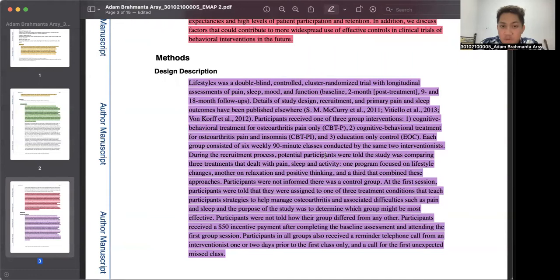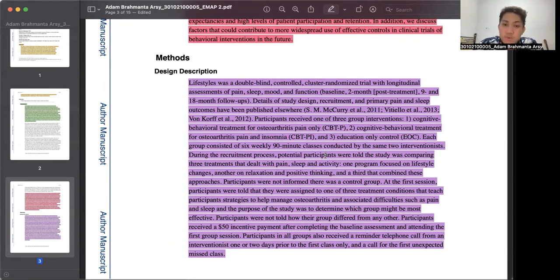The first one is cognitive behavioral treatment for osteoarthritis pain only, or CBT-P, and the second group intervention is cognitive behavioral treatment for osteoarthritis pain and insomnia, or CBT-PI. And the third group intervention is education-only control, or EOC. Each group consisted of 6 weekly 90-minute classes conducted by the same two interventionists.